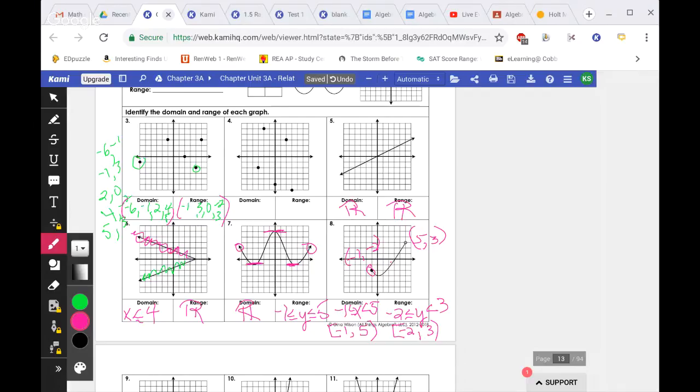But down below is the way that you would write it if you just wanted to use the bracket syntax versus the less than, greater than syntax.